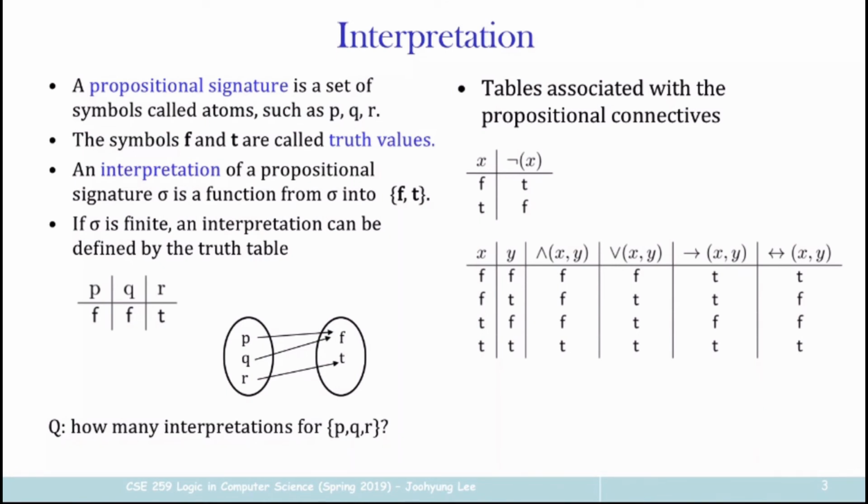Now for the conjunction, it's the same as the English word 'and', right? So for this one, if you look at this, there's only one case that is true. When both of them are true, only in that case the conjunction returns true. Otherwise, it returns false. Right? Because that makes sense. You have to do this and that. If you did only one, you didn't actually fulfill the 'and' statement.